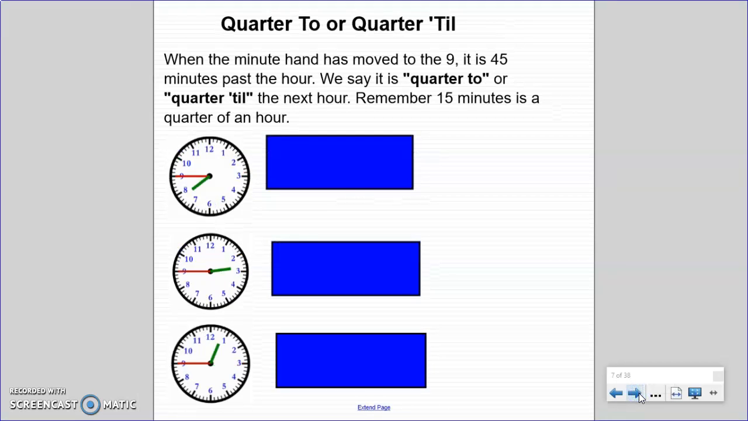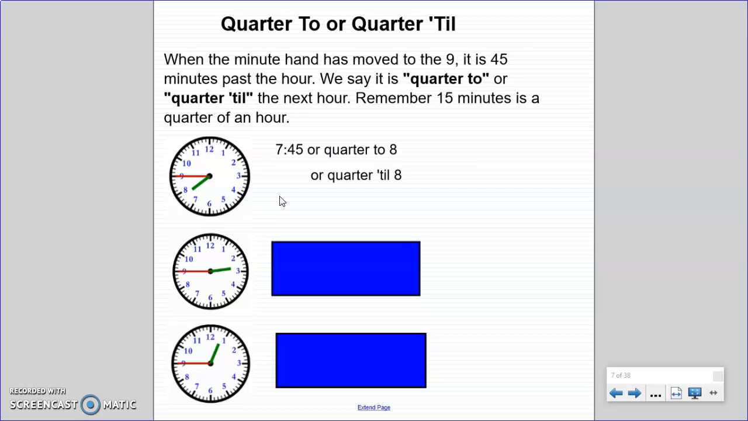When the minute hand has moved to the 9, it is 45 minutes past the hour. We say it is a quarter to or quarter till the next hour. Remember, 15 minutes is a quarter of an hour, so 3/4 of an hour would be 45 minutes. The time shown on this clock is 7:45. The hour hand is not quite to the 8 o'clock yet, and the minute hand is pointing directly at the 9.